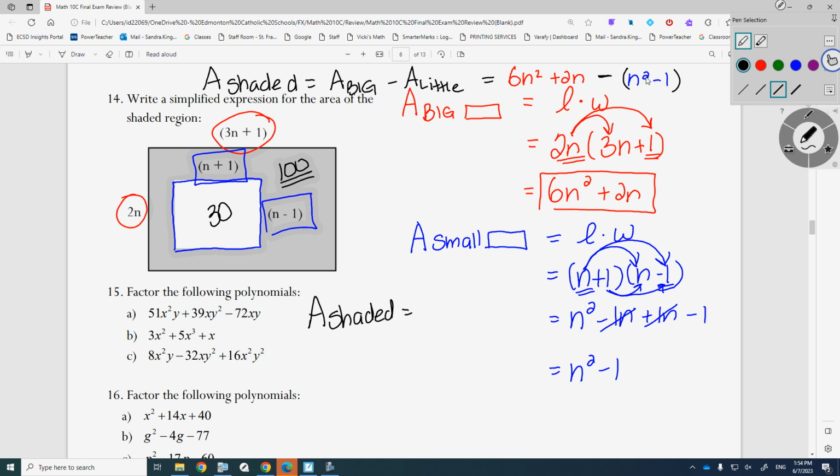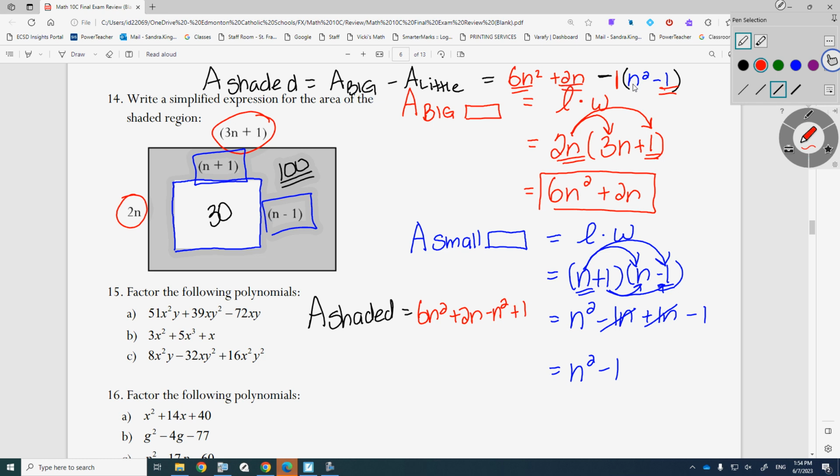Area of shaded, I'm going to bring down this 6n squared plus 2n. And then what do I do here? If there's a negative in front, what does that mean with what I do with the signs for this guy? Switch the signs, flip the signs. This will become a negative n squared, and this negative 1 will become a plus 1.